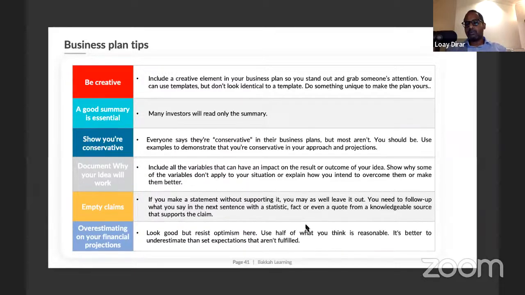And document why your idea will work. You need to showcase why your idea is going to work. Look at the customer needs. You need to showcase why your product or service is going to help a customer need.